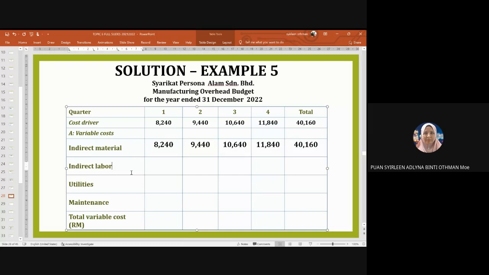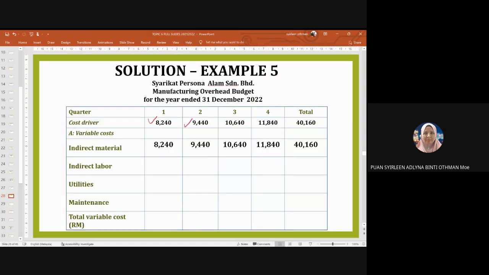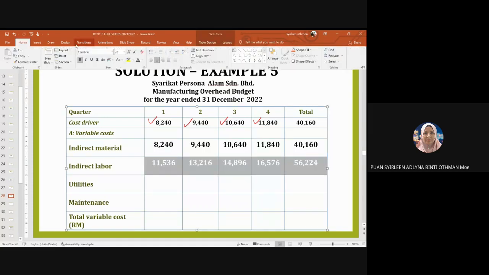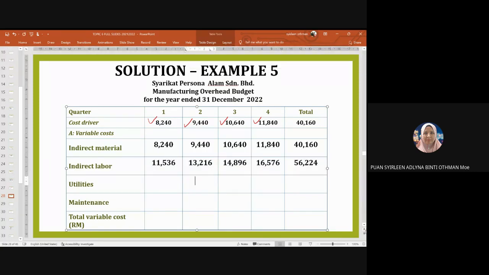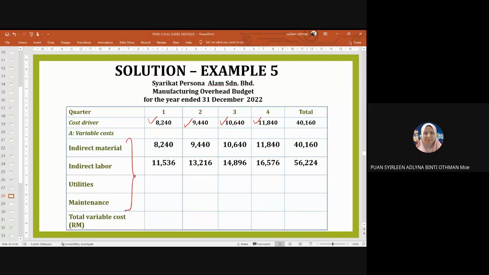Indirect labor cost you RM1.40. So RM1.40 darab ni, RM1.40 darab ni, RM1.40 darab ni, RM1.40 darab ni. Okay. So your indirect labor darab dengan RM1.40, you will get these figures. Okay. So 15,536. So yang ni semua ni you akan multiply dengan cost driver. That's why you need to have the cost driver in the table as well. So that is easy for you to multiply.